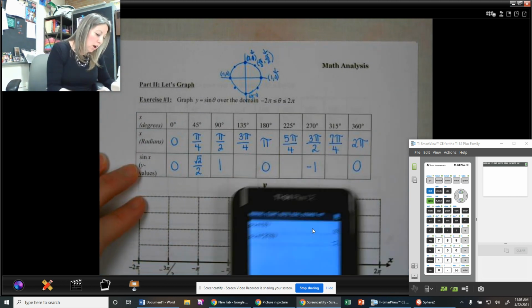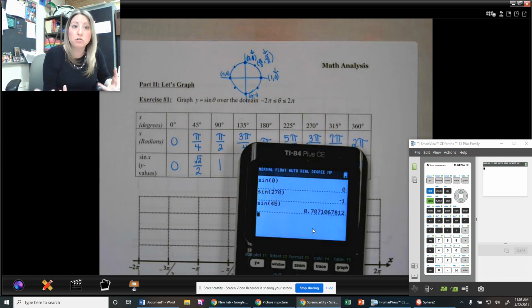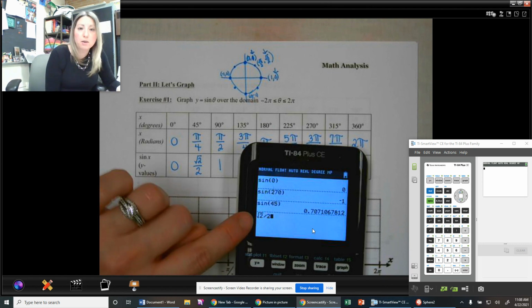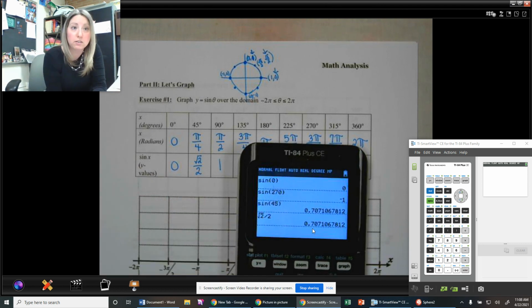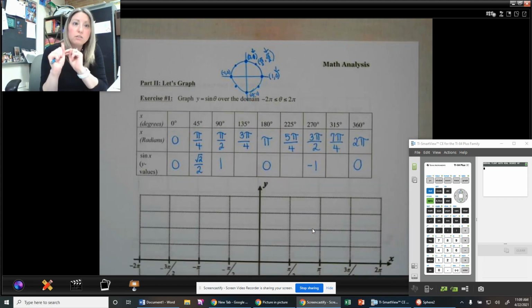If you plug sine of 45 into your graphing calculator and check it, you get this value, right? That non-repeating, non-terminating decimal. So just to prove to you that this is indeed radical 2 over 2, I'm going to type that into my graphing calculator and show you that these decimals come out to be exactly the same. It is just a heck of a lot easier to represent that as radical 2 over 2, because that's its exact value as an irrational number.